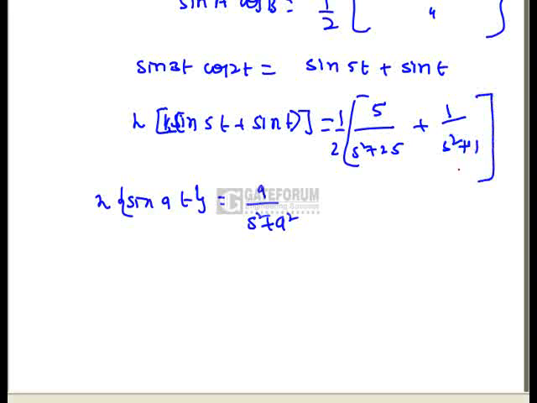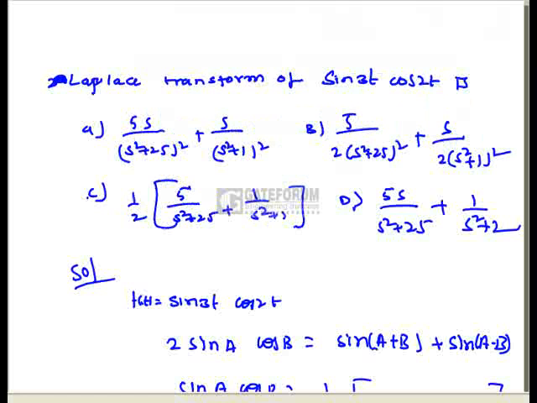So the answer will be 1 by 2 times the 5 by s square plus 25 plus 1 by s square plus 1. If you go through the options, the correct answer is option C. So here the first important thing is that we have to recall this trigonometric equation. If you know this equation, the answer will be very simple. Otherwise it is not a simple one.